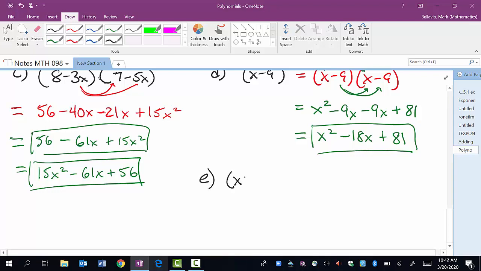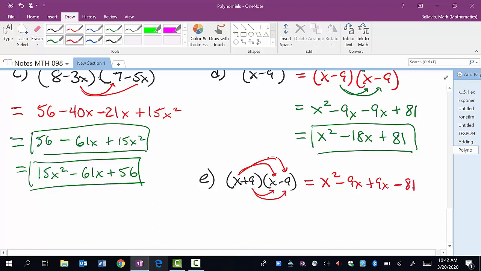If I wrote this, x plus 9 times x minus 9. Alright, so it's already in the form we need, a binomial times a binomial. We're going to FOIL this. So x times x gives us x squared. X times negative 9 is negative 9x. Positive 9 times x is plus 9x. And a positive 9 times negative 9, it's a negative 81.